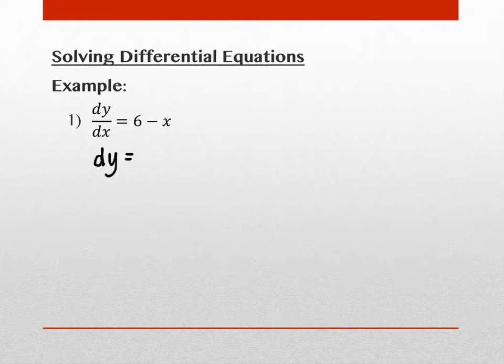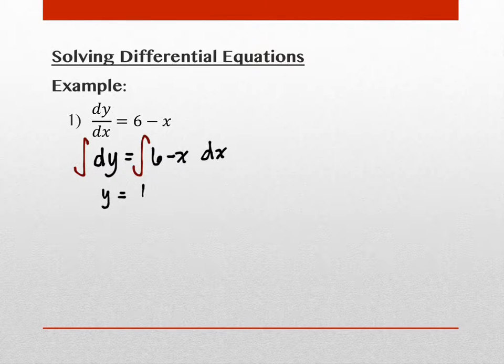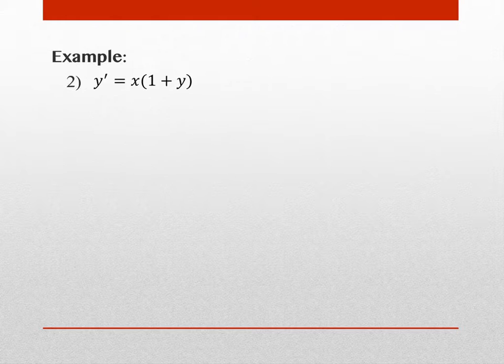Right, the antiderivative. So the first thing we're going to do is move the dx over. And the second thing we're going to do is integrate both sides. So what's the antiderivative of dy? Y. What's the antiderivative of 6 minus x? I'm missing something. Plus c. And we're done, right? That's just like the last section, no differences.